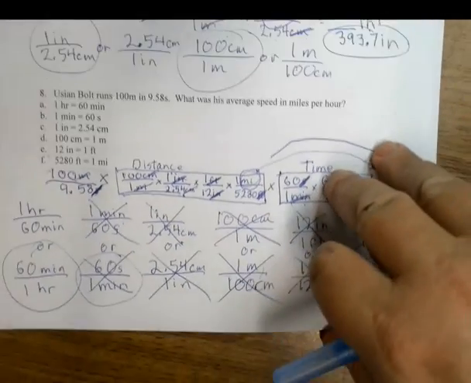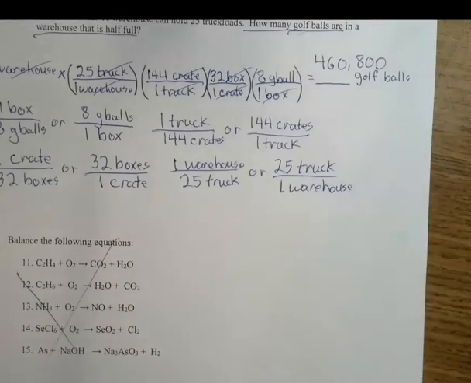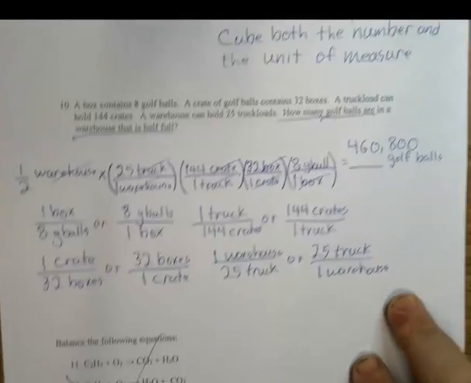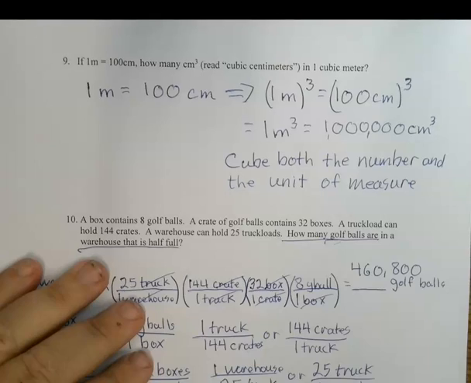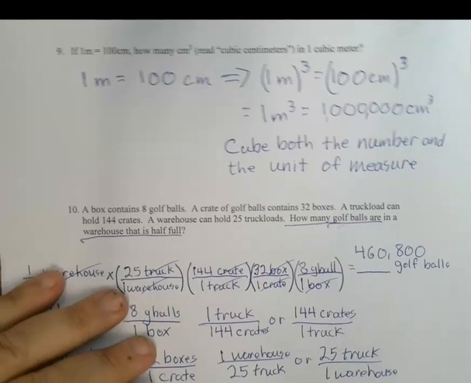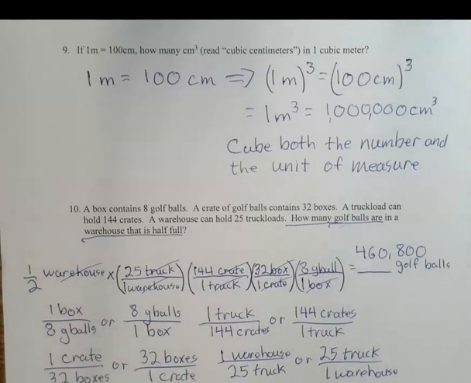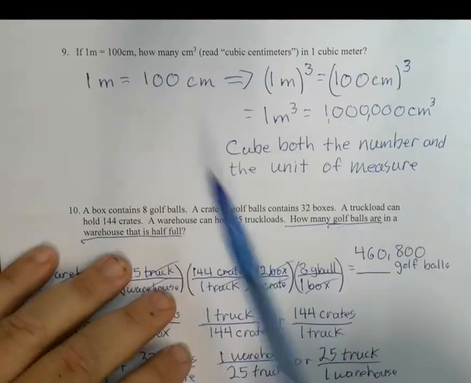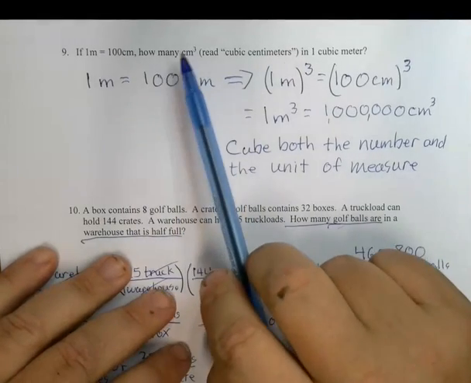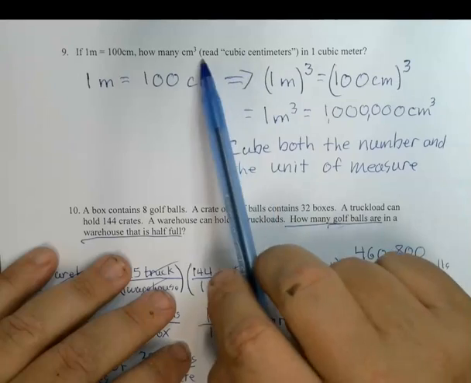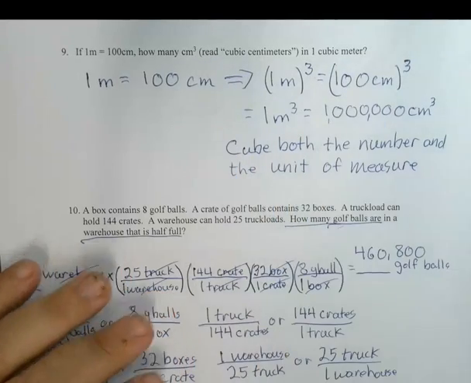Okay, we're going to move on. We're making pretty good time here. This third one is a little bit tricky in what I'm asking for here. If 1 meter equals 100 centimeters, how many cubic centimeters, that's read cubic centimeters, are in 1 cubic meter?